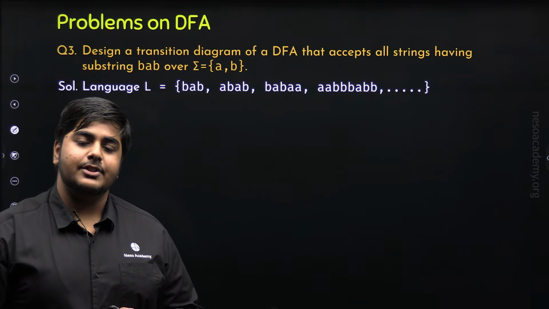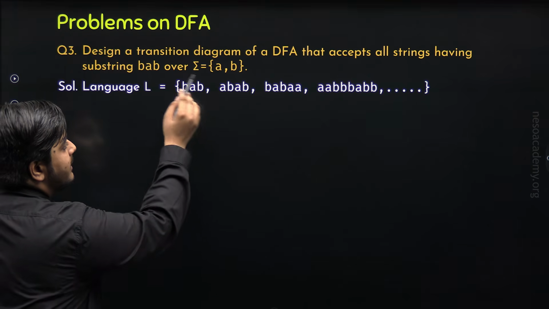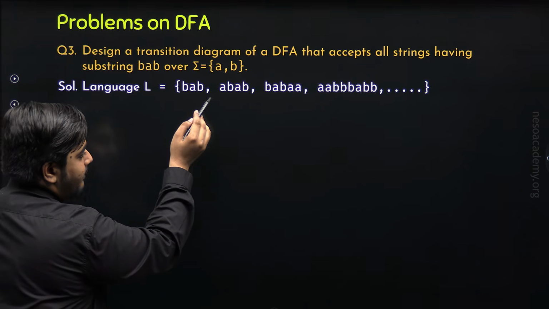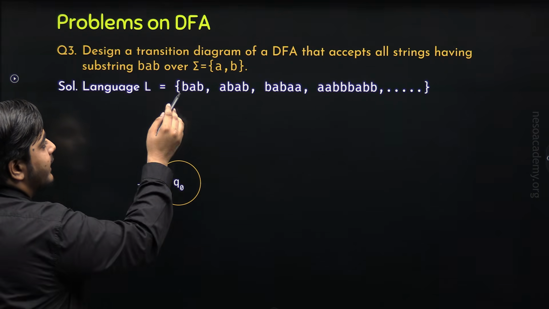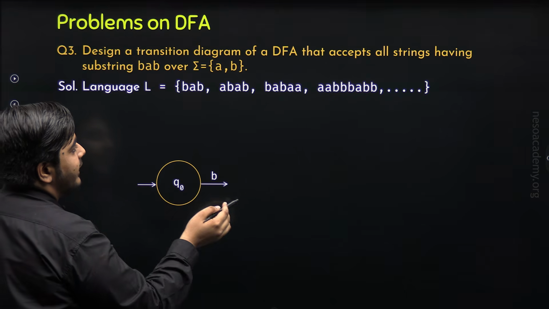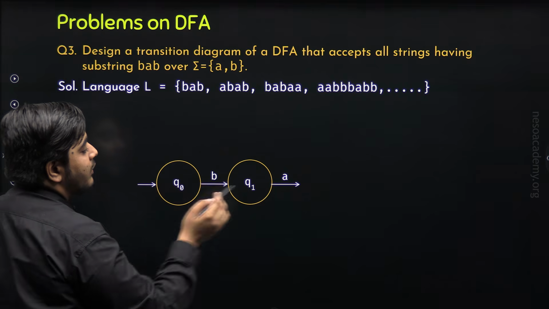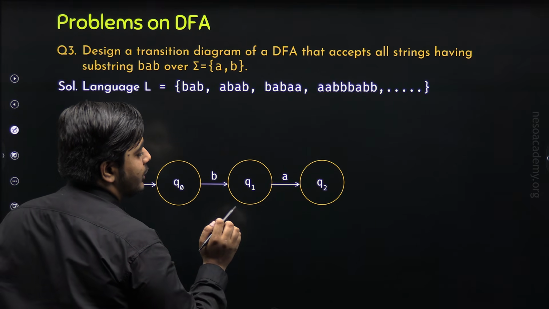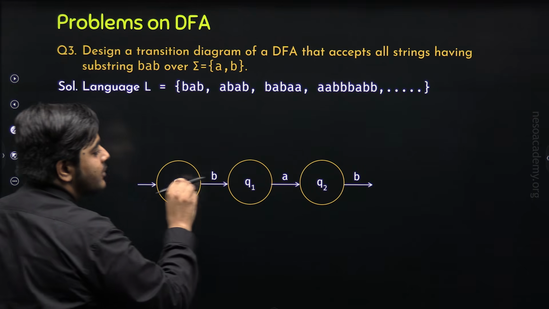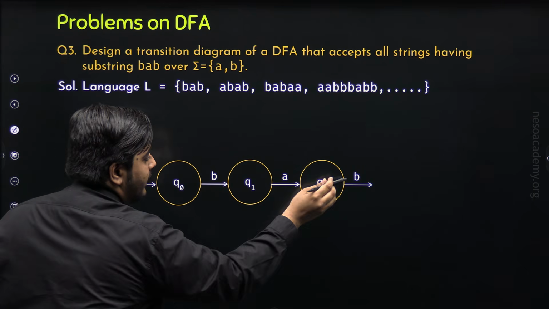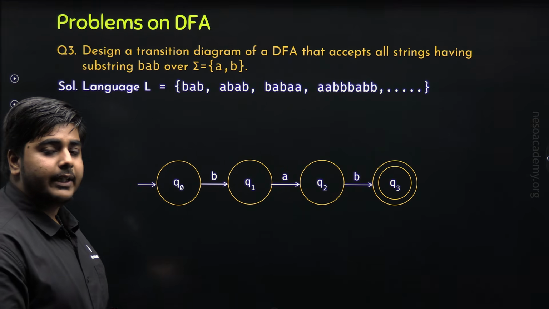So now let's draw the transition diagram for this problem. We'll select the simplest possible string, which is BAB, and we'll have our initial state, that is Q0. On reading the input symbol B, we'll reach an intermediate state, that is Q1. On reading the input symbol A, we'll reach again an intermediate state, that is Q2. And after reading the last symbol, which is B, our entire string BAB is processed, so we'll finally reach the accepting state, let's say Q3.